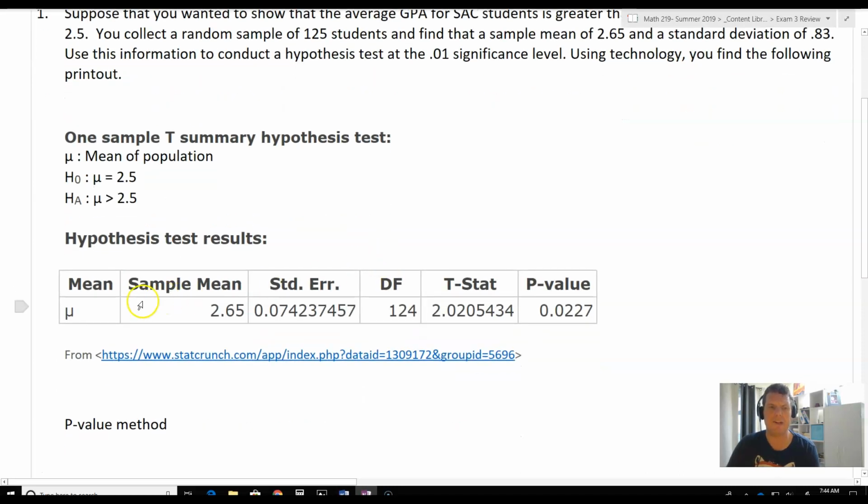Then we get this information for mu, because that's what we're testing: our sample mean of 2.65, our standard error of 0.074, the number of degrees of freedom, because it's a t-test, our t-stat 2.0205, and our p-value of 0.0227. Take a moment to just look at it, because this is really important. Can we utilize this information?